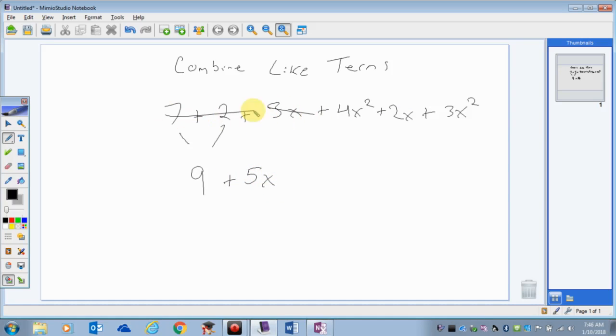So we're done with those. And then we have 4x squared and 3x squared. And we are adding 3x squared, so 4x squared plus 3x squared, 4 plus 3 is 7, so 7x squared plus 7x squared. And that's really all that there is to this lesson.